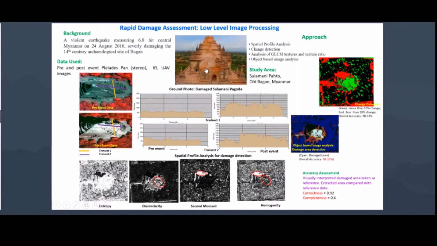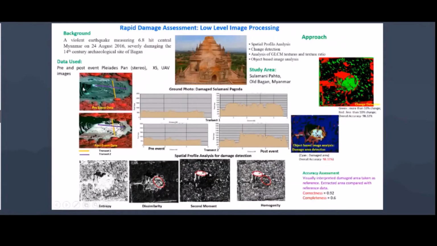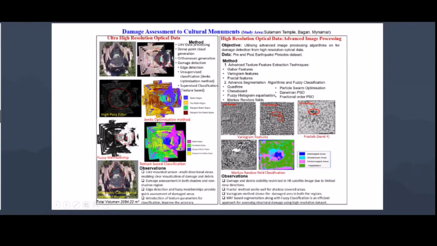So you see, this is the damaged portion, and a study of satellite data versus the UAV data was done. What we see here is that satellite data had some areas under shadow, so those could not be studied. But they were damaged. Whereas in the UAV data, because of the 360 view, those areas can also be studied easily at much higher spatial resolution. So if you see here, these portions were under shadow in the satellite data. So these are some of the advantages that we have in using UAV data.